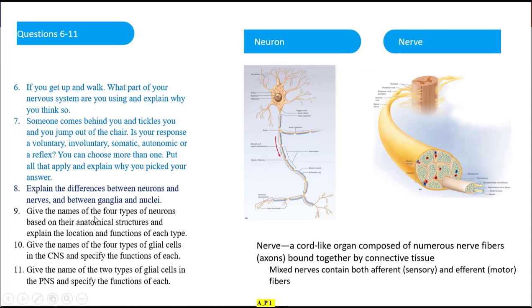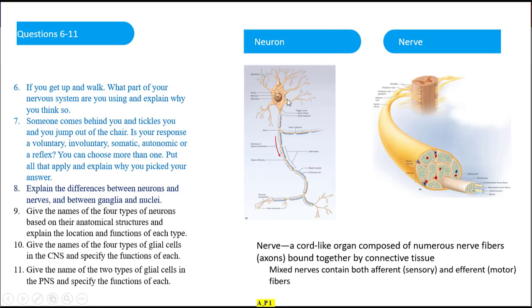And the next question is the difference between neurons and nerves and between ganglia and nuclei. Now, what is a neuron? A neuron is a cell. It's a cell, okay? Now, what type of cell is it? It is the cell of the nervous tissue. It is the main cell, the cell that does the action potential, that does the work of the nervous system.